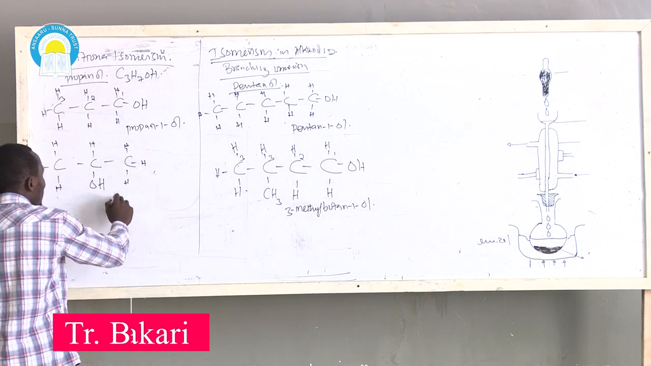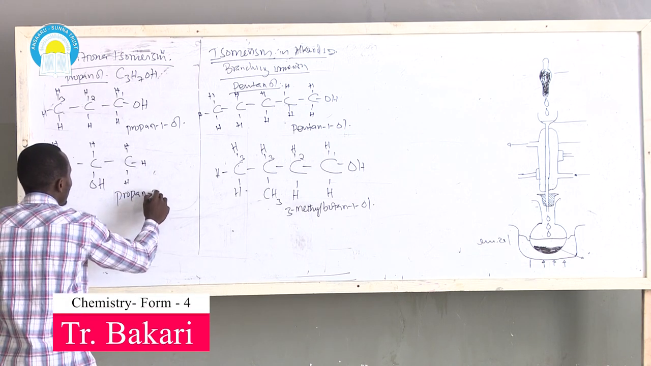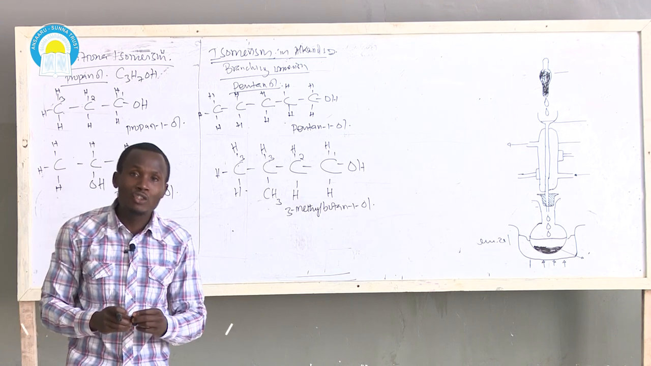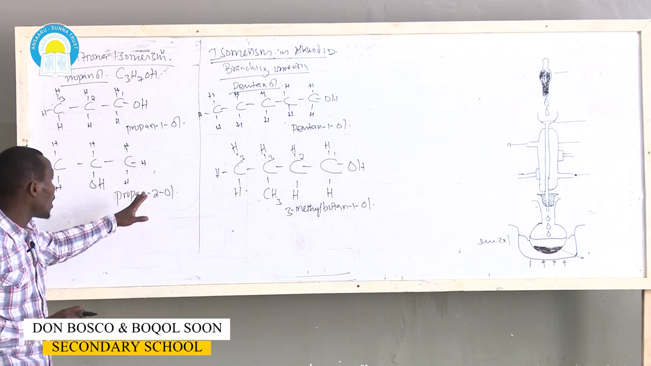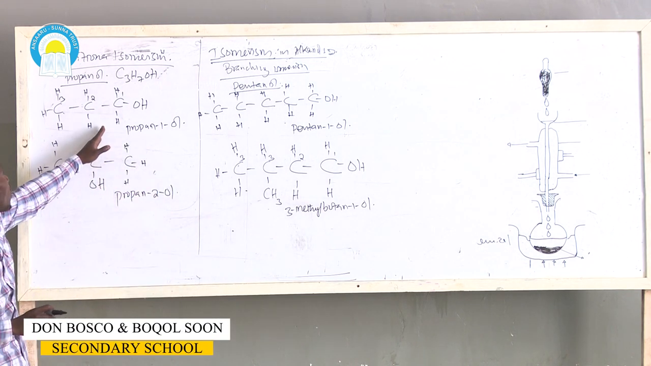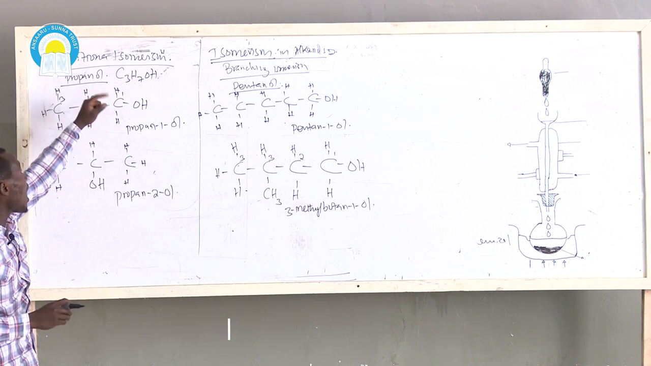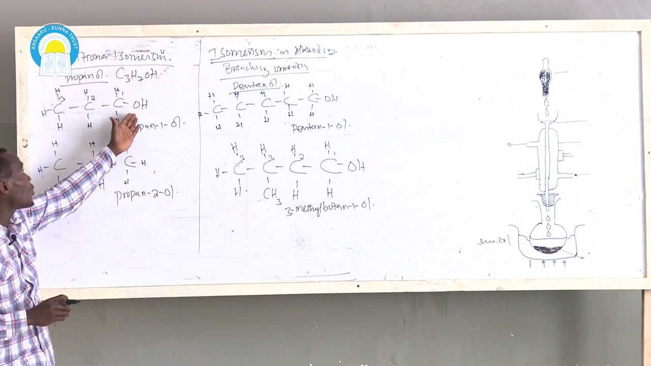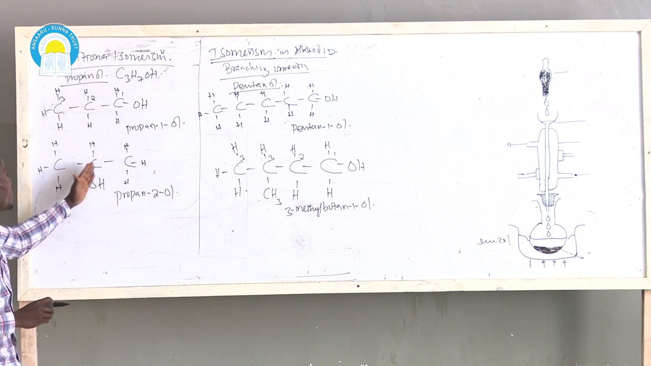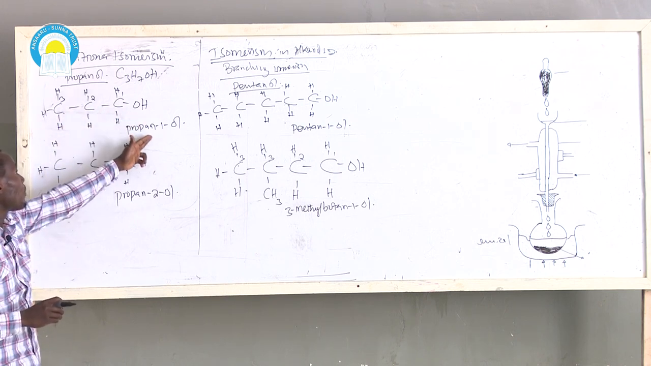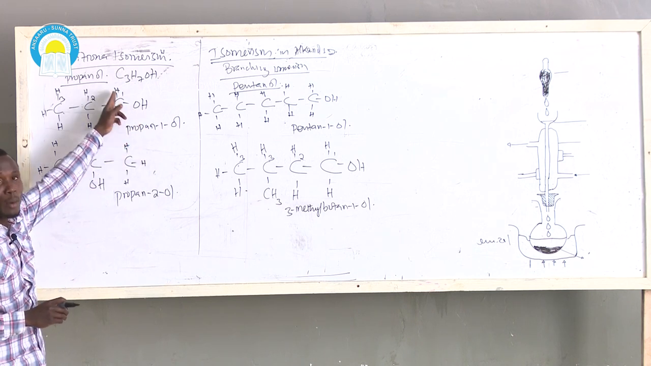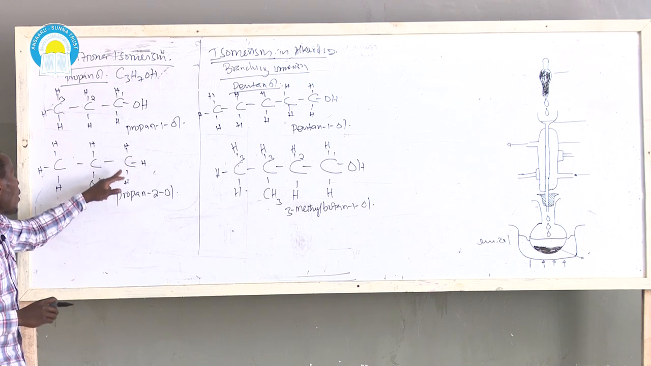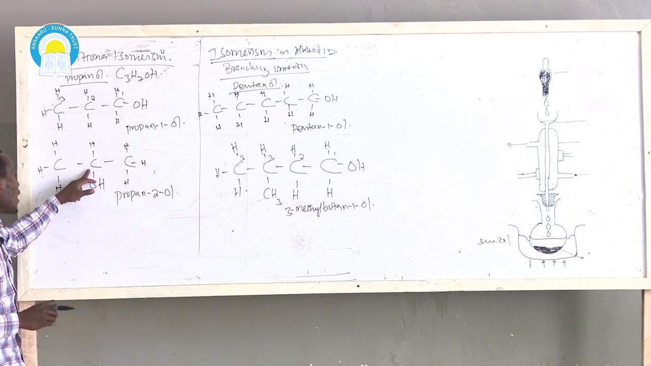So we are going to have here propan-2-ol. We have only changed the position of the hydroxide ions on the structure. So this is what we call positional isomerism, shifting of the position of the hydroxide ions on the structure. If we change it here it is propan-1-ol, where the hydroxide is on carbon number 1. This one is propan-2-ol, where the OH is found on carbon number 2.